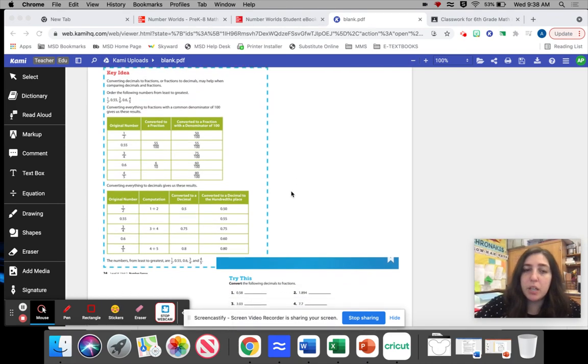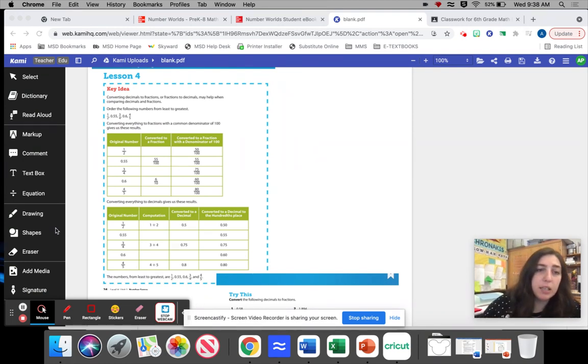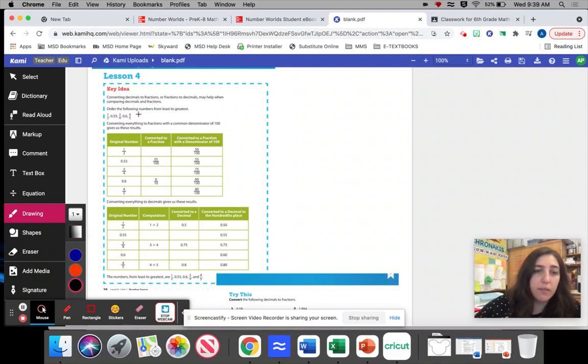In lesson 4, we're going to use those ideas of converting from a fraction to a decimal or converting from a decimal to a fraction. And we're going to use those ideas to compare and order fractions and decimals. Okay. So here we see in the key idea that we are given either fractions, which we see like 1/2, 3/4, 4/5, or we're given as decimal 0.55, 0.6. And given this set of numbers, we need to order them.